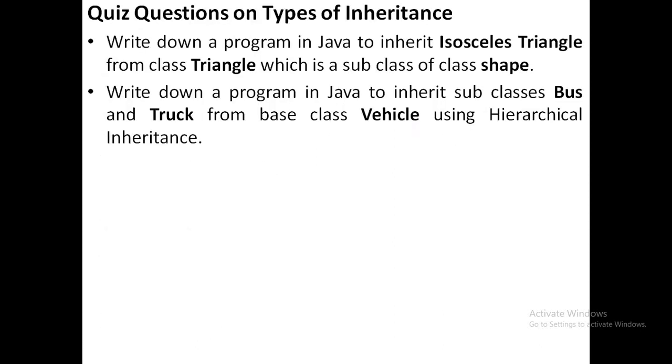Quiz questions on the types of inheritance. Write a program in Java to inherit isosceles triangle from the class Triangle, which is a subclass of class Shape. Here Shape is the base class which has a subclass Triangle, and for this subclass Triangle there is another subclass, which is the Isosceles Triangle. So here multi-level inheritance is being followed.